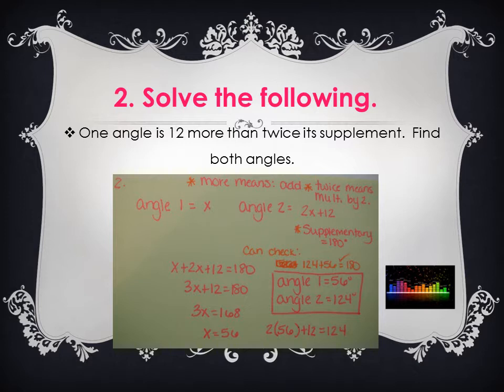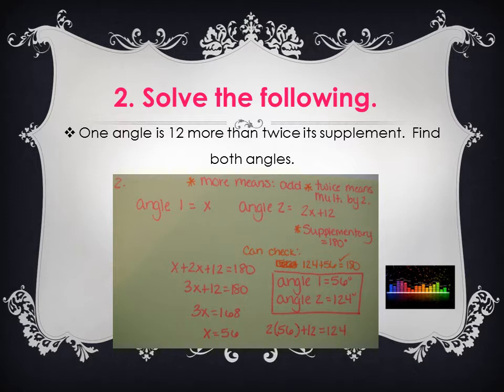If we make angle 1 equal x, we can manipulate angle 2 to be what the given word problem is. So twice gives us 2 times x, which is angle 1, and then we do 12 more, which is add 12. These two angles are supplementary, meaning we can add them together to equal 180 degrees. We add angle 1 and angle 2 to give us x plus 2x plus 12 equals 180 degrees.